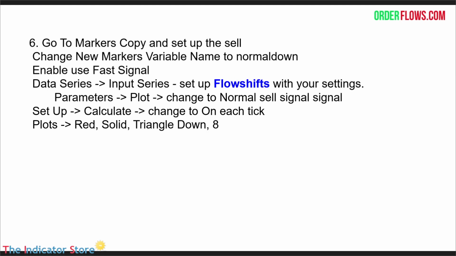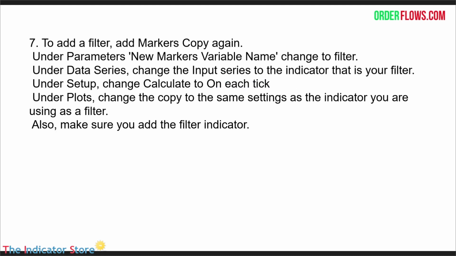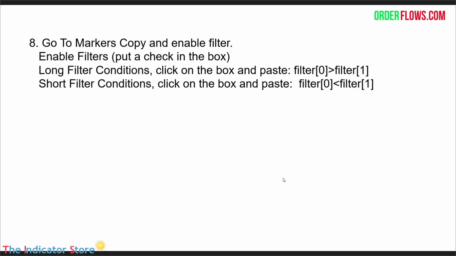With Markers Copy, you have to set one up for the buy and one up for the sell. When it gets to adding the filter, what I'm using is a long filter and a short filter based off of the HMA, the Hull moving average. The important thing to keep in mind is you have to have sort of that equation.